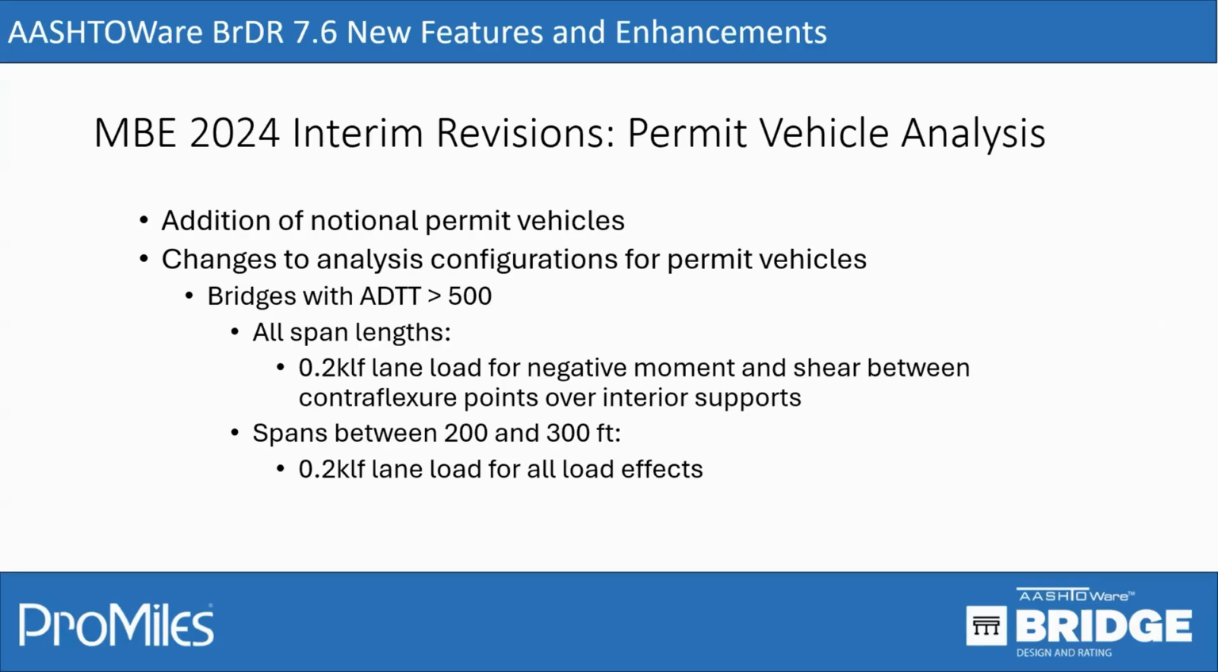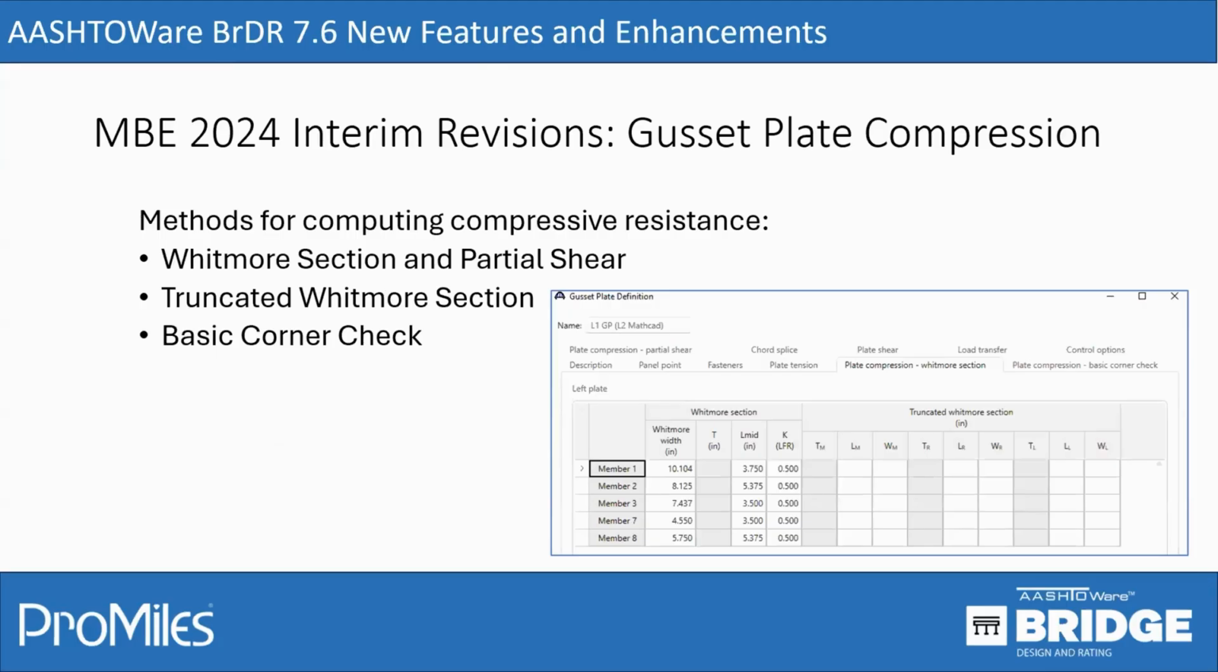There are also some changes to analysis configurations for permit vehicles relating to the ADTT of the structure and the application of the lane load to basically model that other traffic that's there with the permit vehicle. So this was added in 7.6 for those updates.